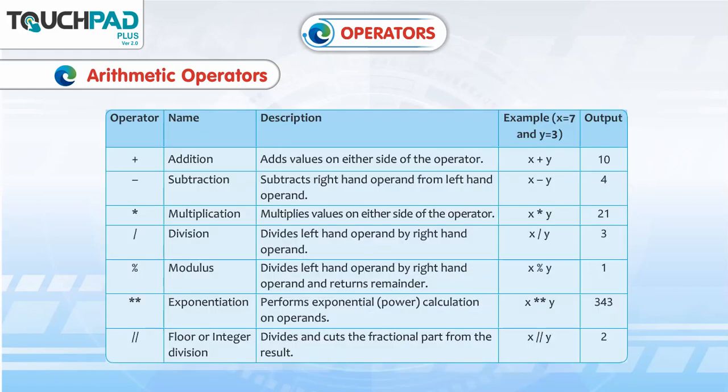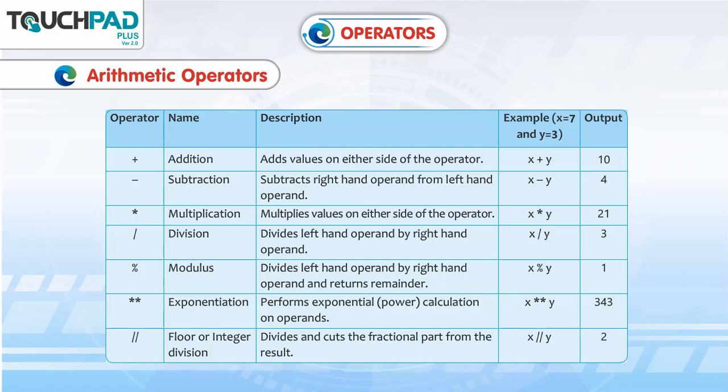Operator, name, description, example. x = 7 and y = 3. Output. Addition: adds values on either side of the operator. x + y is 10. Subtraction: subtracts right-hand operand from left-hand operand.